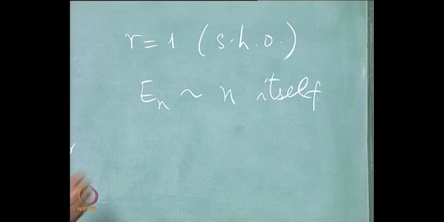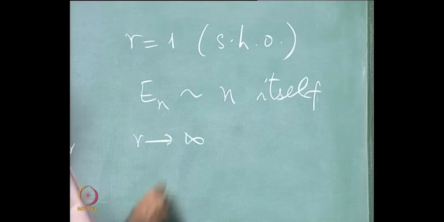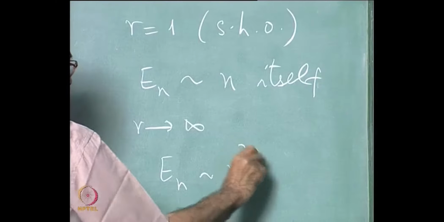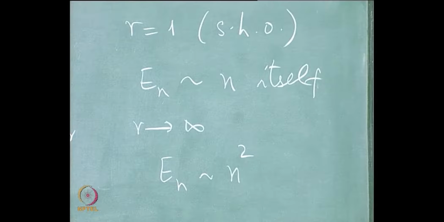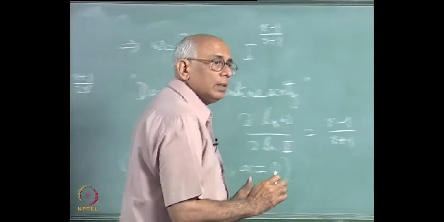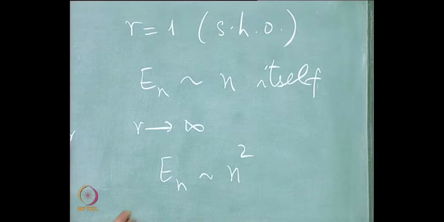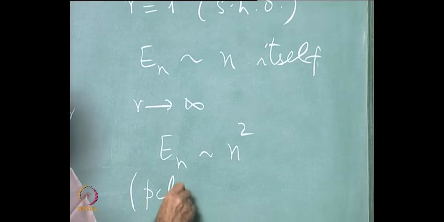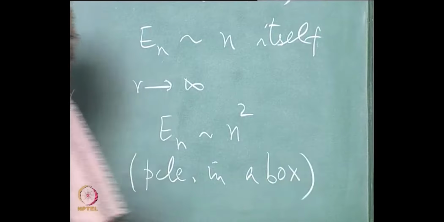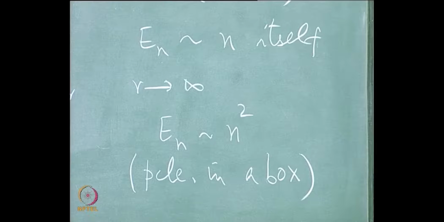Notice also that as r tends to infinity, we end up with E n going like n squared, and that is precisely the level spacing for a potential which rises more and more steeply, infinitely steeply, namely a particle in a box. So this is exactly the same as the level spacing for a particle in a one dimensional box. So that limit too is correctly obtained from this semi-classical formula.